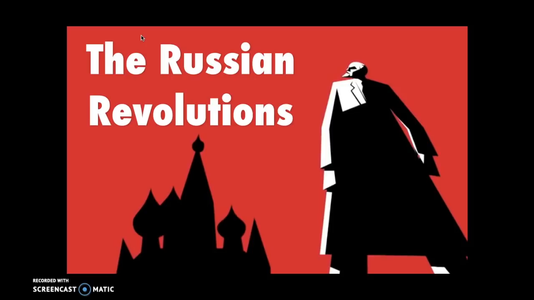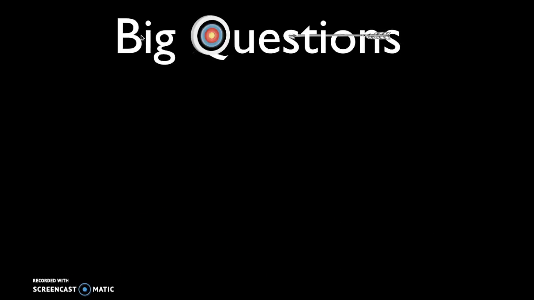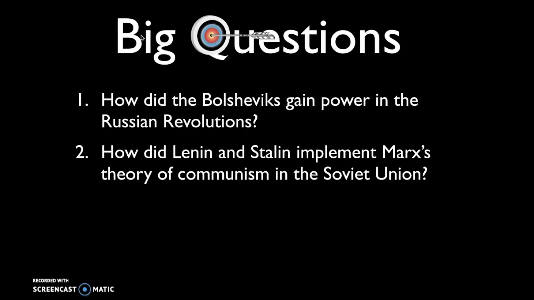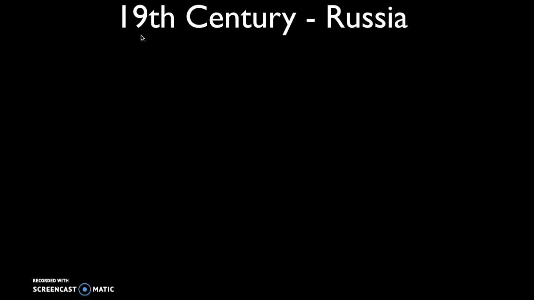Welcome back, young scholars. In this video, we'll be examining the Russian revolutions of 1917 and also how communism was implemented in the Soviet Union. So the big questions you should be able to answer after watching this video is first, how did the Bolsheviks gain power in the Russian revolutions? And second, how did Lenin and Stalin implement Marx's theory of communism in the Soviet Union?